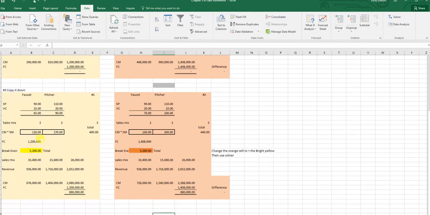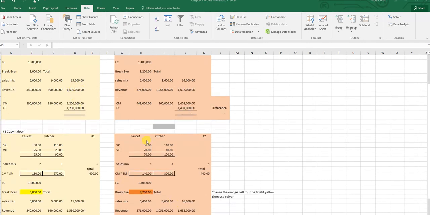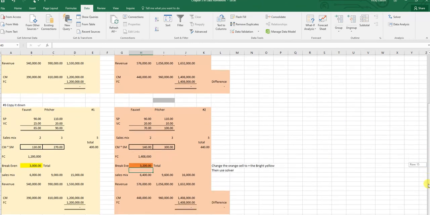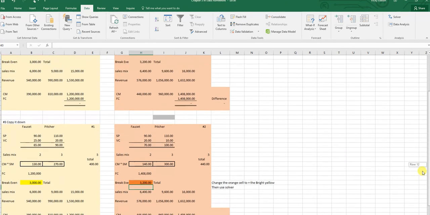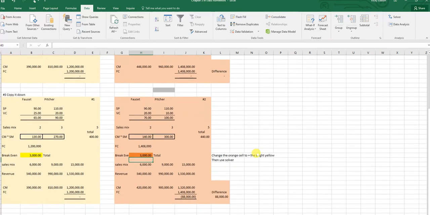Now, let me pause this a second. You can see that now I've copied them down exactly because I changed this to 3,000 and 3,200. So now they say the same thing as it did above. Now what I want to do is change that to be the same. So now this changes to 3,000. And now I'm going to add this different cell. I want this different cell to be this cell minus this cell.